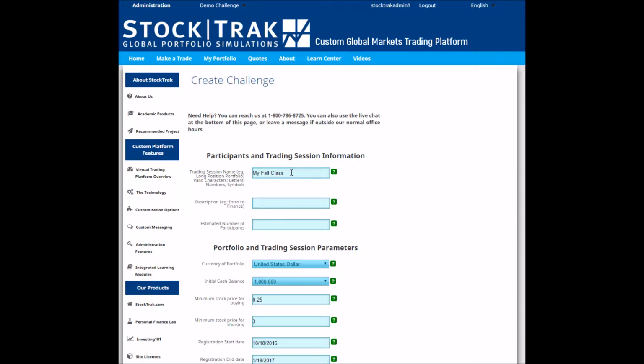This will appear for your students when they're trying to register, and it helps them find which class is which. The description will only appear if your students have already been in a previous class, but it can still be useful to have them help find it. The estimated number of participants does not actually affect anything in the background of the site, but it does help us keep track of how many people are using the platform around the world.